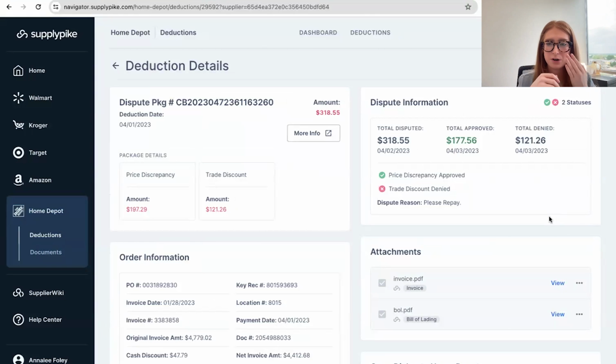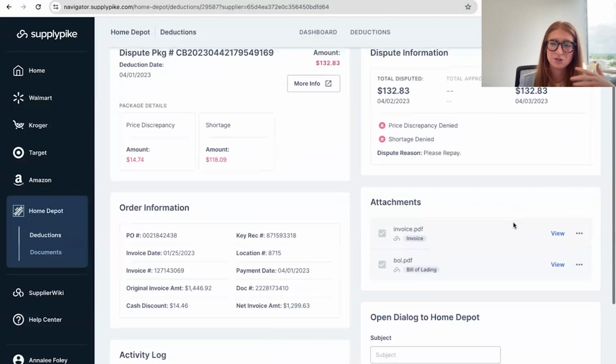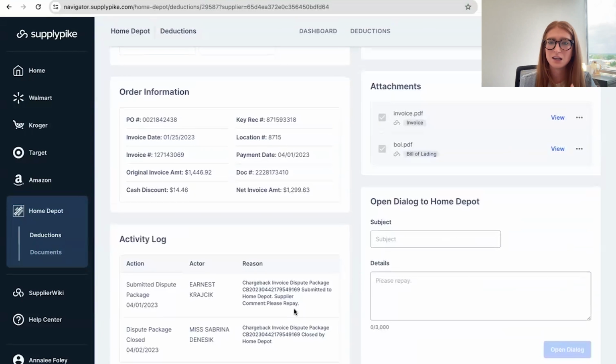So again, really important to just understand. And then those dollars obviously get summed up into our dashboard, and you can see them fall into those buckets as well and have that high level data there. So just really great ways to understand better and more cleanly where the dollars are falling within Home Depot. And then of course, on those denials, you have the ability to open a dialogue, request someone look at it again, or provide any additional context.